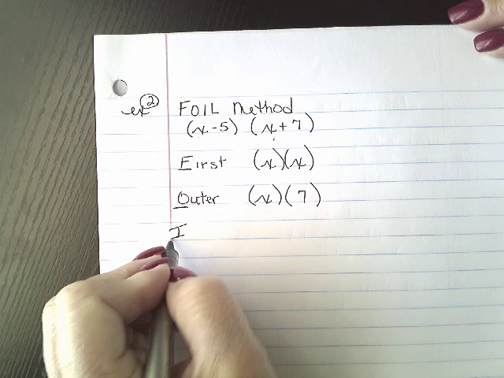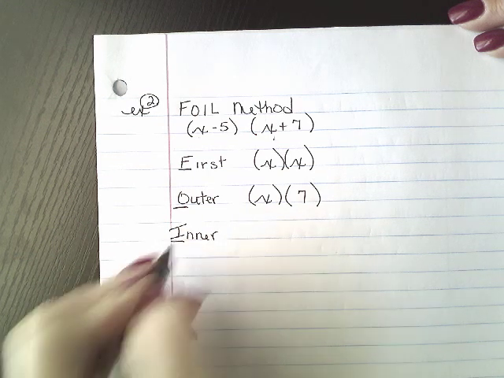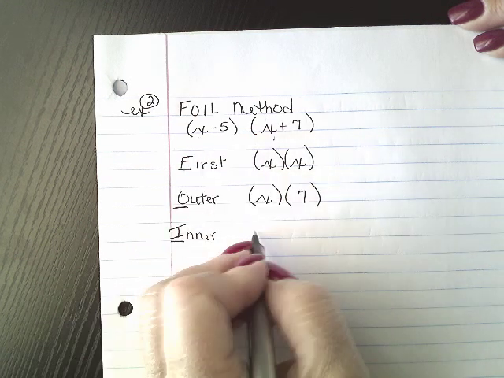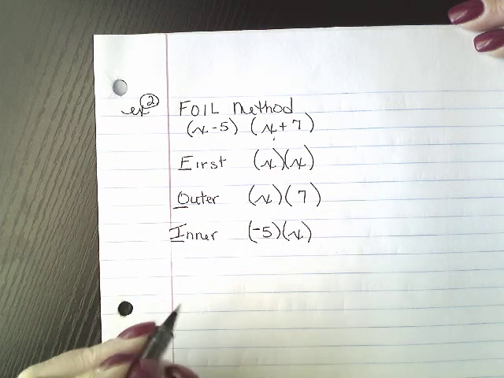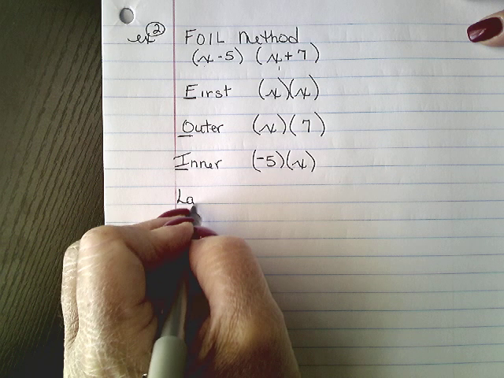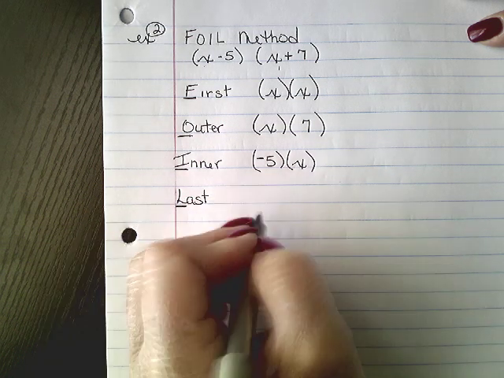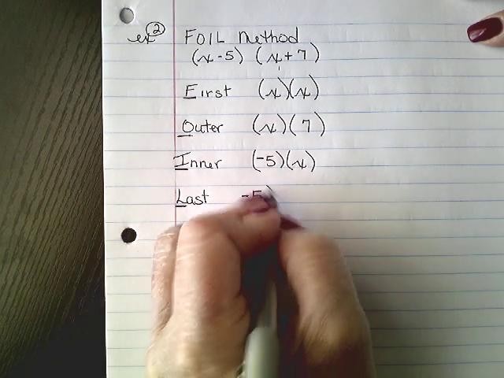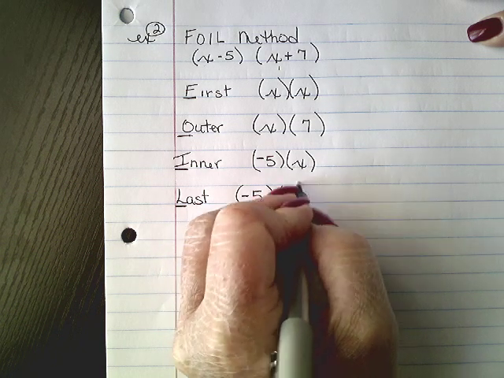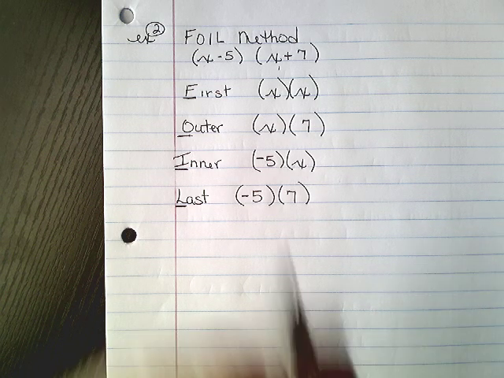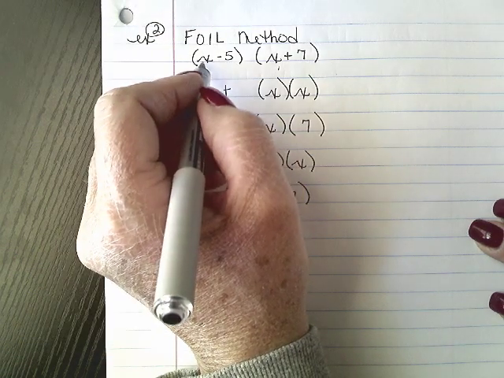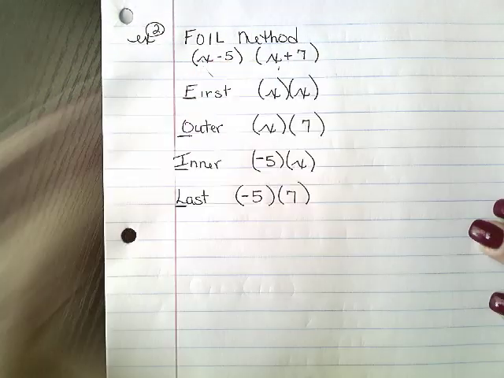The inner, that would be your -5 times x. And then your last, that would be -5 times 7. So first, outer, inner, last. Okay, so the outer is always going to be the outside terms. That would be your x and your 7.